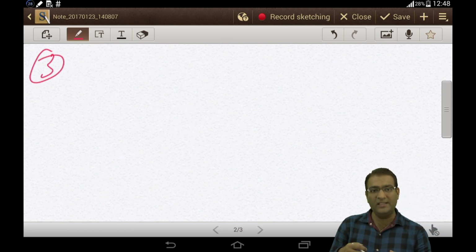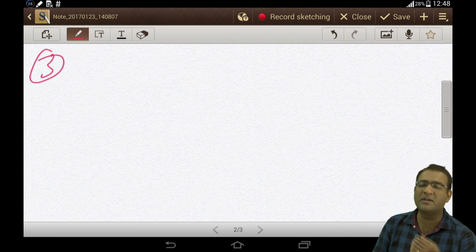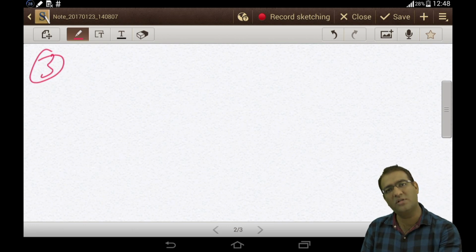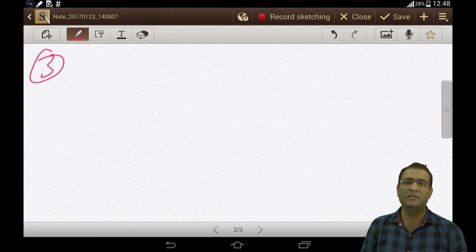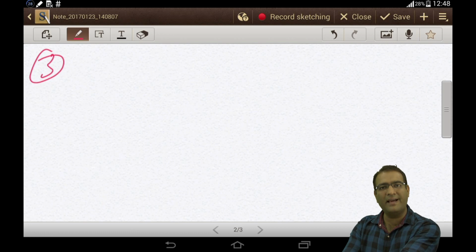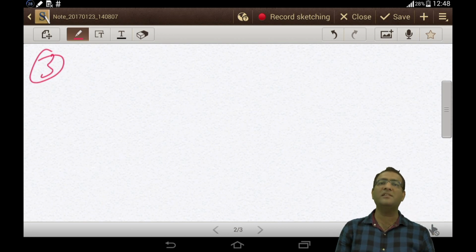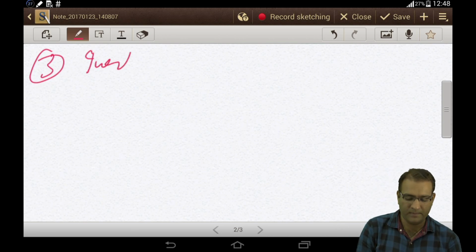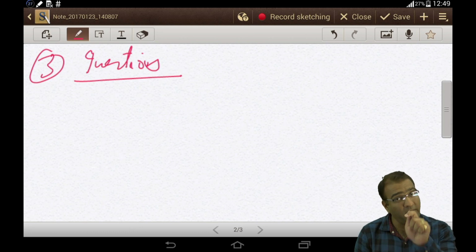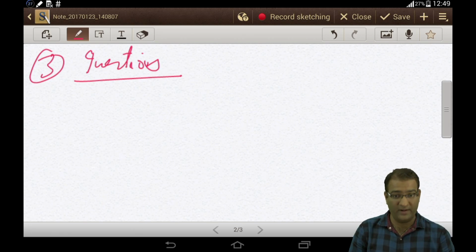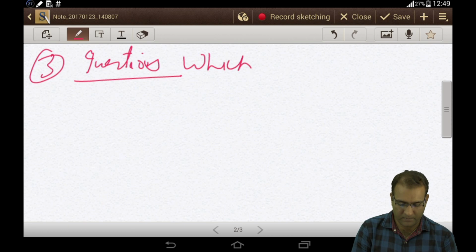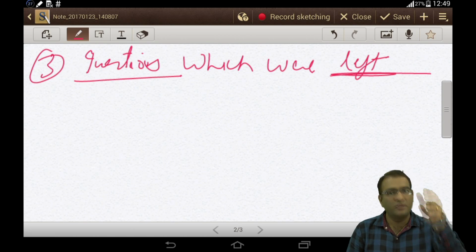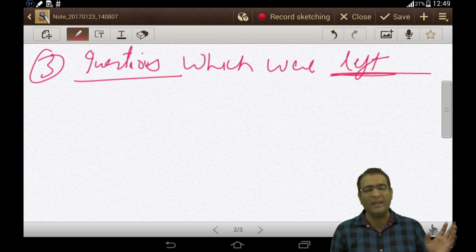Now, a lot of people start with analyzing those questions which they never solved during the mock test. Come on guys, you never solved those questions. What is there to analyze? If you didn't solve it, you didn't solve it, what is there to analyze? So that is why this is the last part. Questions which were left. And I'll tell you what you have to analyze in these. Don't start solving all the questions. Won't make any sense whatsoever.